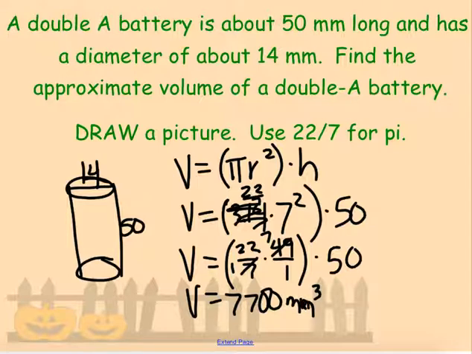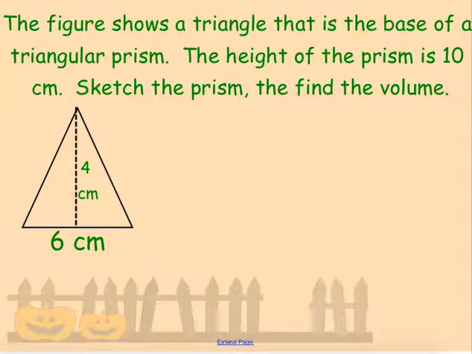Okay, so think about how to find the areas of each of those parts, and then just plug it into your formula. All right, the figure shows a triangle that is the base of a triangular prism. The height of the prism is 10. Sketch the prism and find the volume.